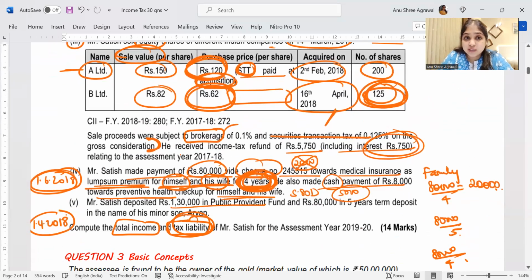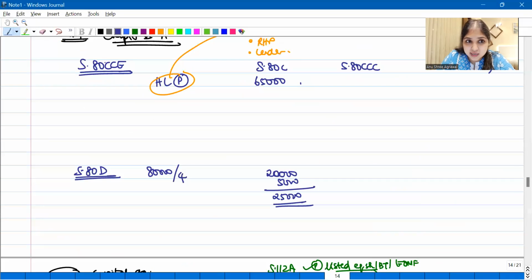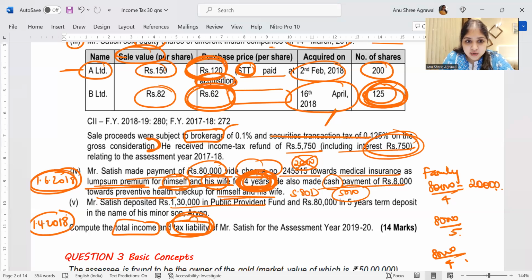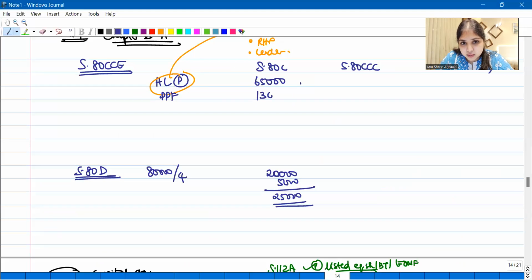Last, Mr. Satish deposited 1,30,000 in PPF. Guys, PPF will go to which section? PPF will come to ATC again. So under ATCCE, I'll talk about PPF over here. PPF, the amount is how much? 1,30,000. Okay. Now look at the rest of the question.